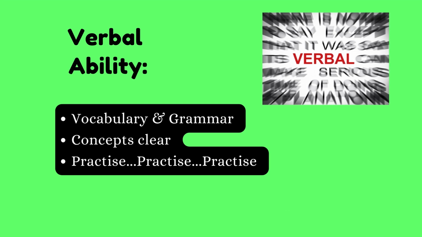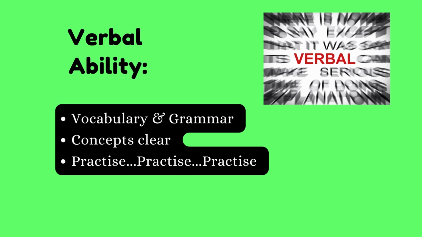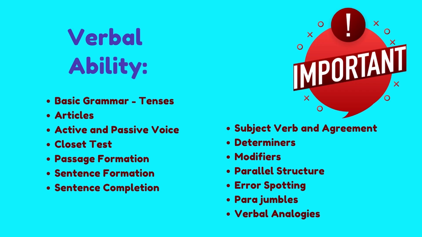Make sure your concepts are clear. Make sure you do a lot of reading comprehension exercises and try to understand the vocabulary associated with the sentence. Then you are good to go to solve the verbal ability round. Here we have the syllabus for verbal ability. Take a screenshot if required.